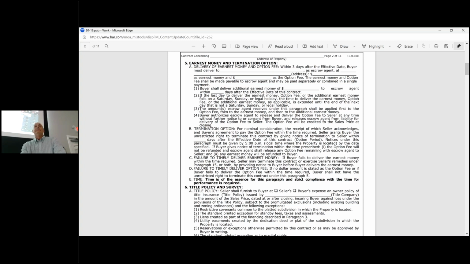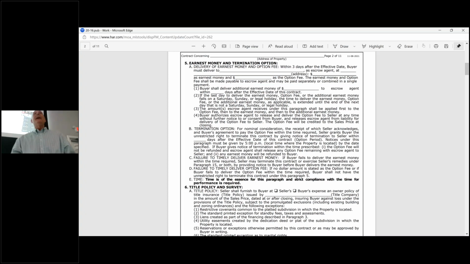Now, by the way, if they don't meet the deadline, say for earnest money delivery, is the contract null and void? Is it canceled automatically? So the buyer is in default of the contract because they didn't meet the deadline, but that doesn't cancel the contract, okay? It gives the seller a right to cancel the contract, but they are not required to, okay?